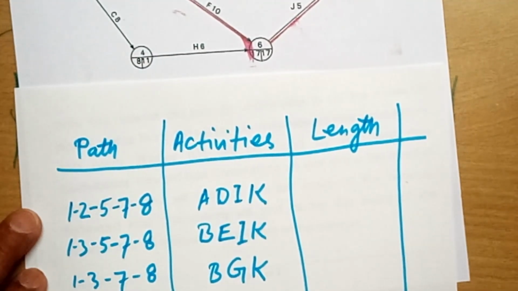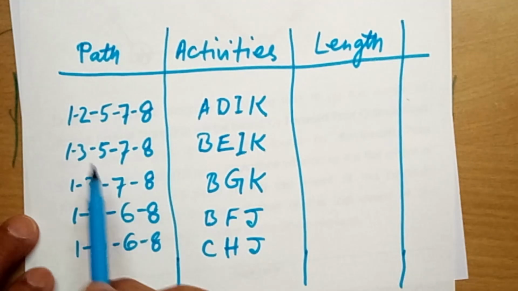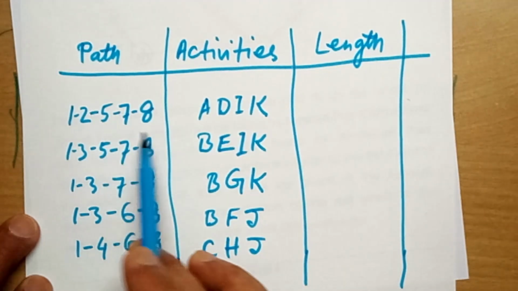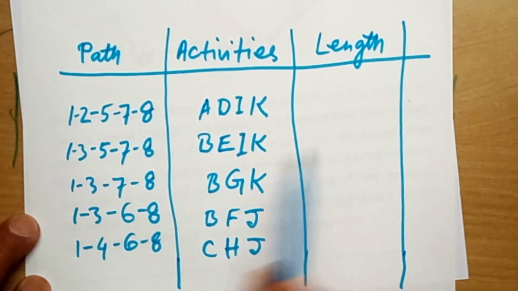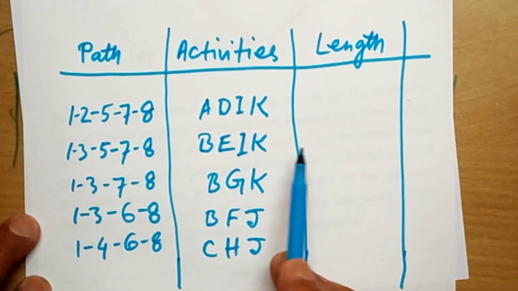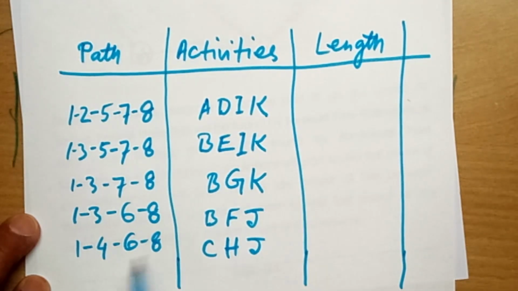So these are the paths by node numbers, paths by activities. Right? 1, 2, 5, 7, 8 path by node numbers, A, D, I, K by activity. 1, 3, 5, 7, 8 by node numbers, by activities B, E, I, K. 1, 3, 7, 8 by node numbers, B, G, K by activities. 1, 3, 6, 8 by node numbers, and by activities it is BFJ. And the last one 1, 4, 6, 8, CHJ by activities.